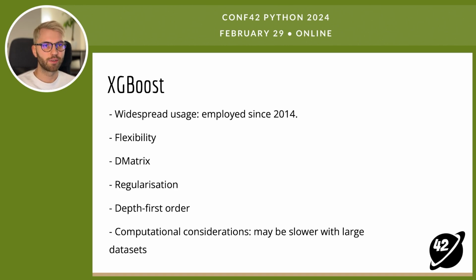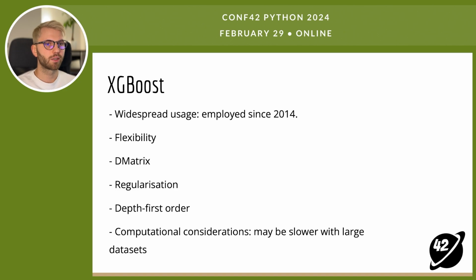XGBoost has been widely used since its release in 2014. It is flexible because it can handle multiple input data types and works well with sparse data. XGBoost has an internal data structure called DMatrix that is optimized for both memory efficiency and training speed. You can construct a DMatrix from multiple different sources of data. XGBoost also has a regularization feature that helps prevent overfitting, a common problem in machine learning.